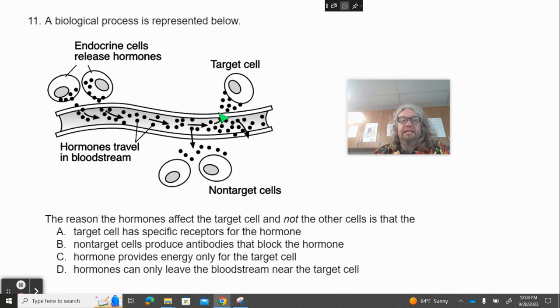Number 11, a biological process is represented below. Endocrine cells releasing hormones. Hormones travel through the blood. We've got target cell and non-target cell. The reason the hormones affect the target cell and not the other cells is that A, the target cell has specific receptors for the hormone. B, non-target cells produce antibodies that block the hormone. C, the hormone provides energy only for the target cell. Or D, hormones can only leave the bloodstream near a target cell.